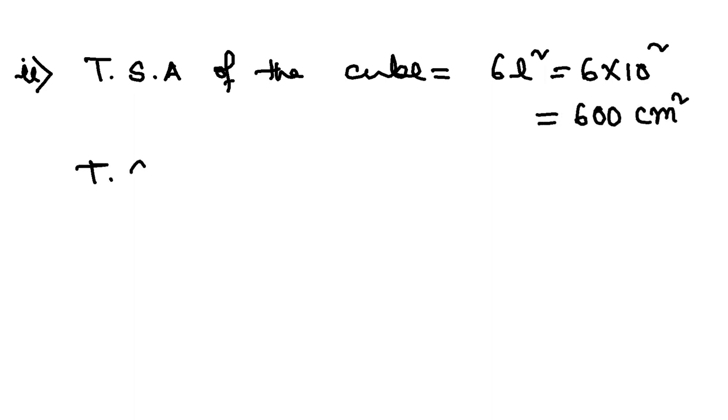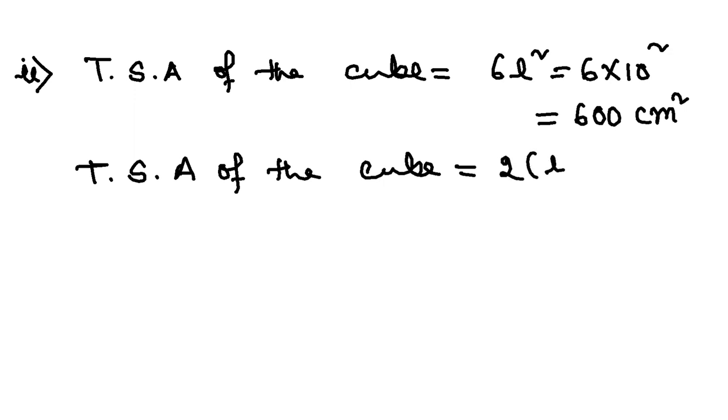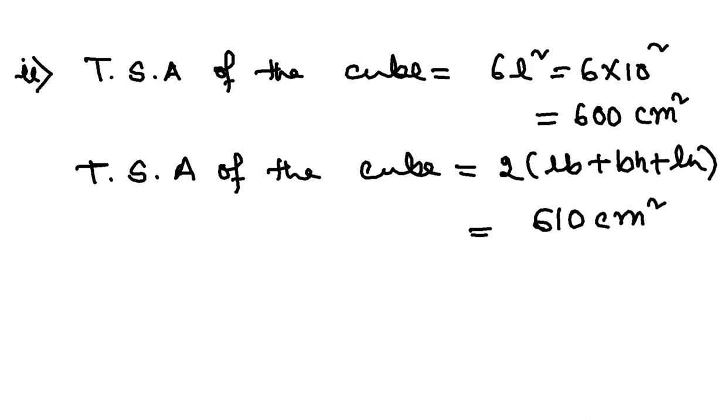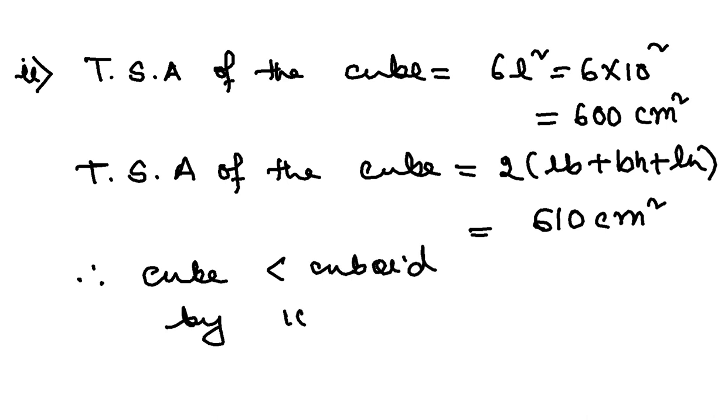And then I will find the TSA of the cuboid. So the formula is obviously 2 into (LB plus BH plus LH). You can put all these values and calculate. You will get 610 centimeter square. So which one is less TSA? Again, the cube has less TSA than the cuboid by 10 centimeter square, isn't it? 610 minus 600 is 10 centimeter square. So that is question number 5.